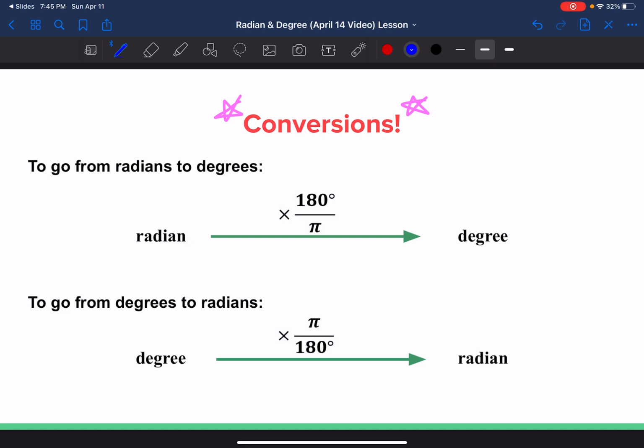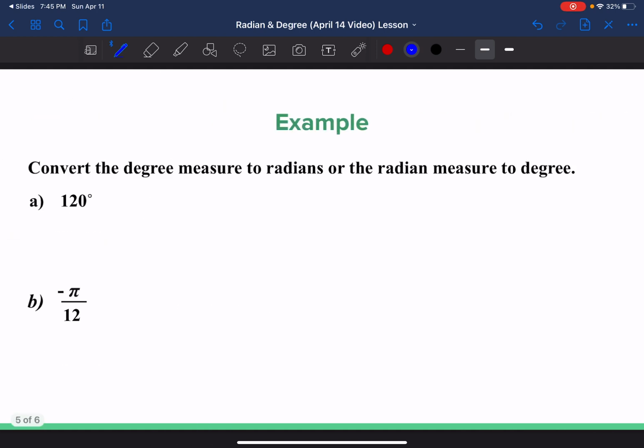And then today's assignments, I definitely put conversions. So Wednesday assignments, I put 2 questions, and then you guys have to be able to convert the angles. All right, let's look at the example. You guys can pause and copy this. So let's convert the degree measure to radians or vice versa.